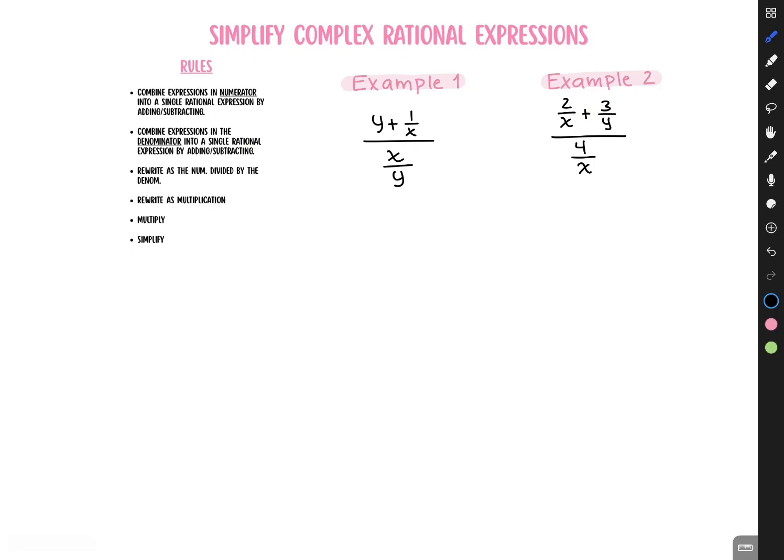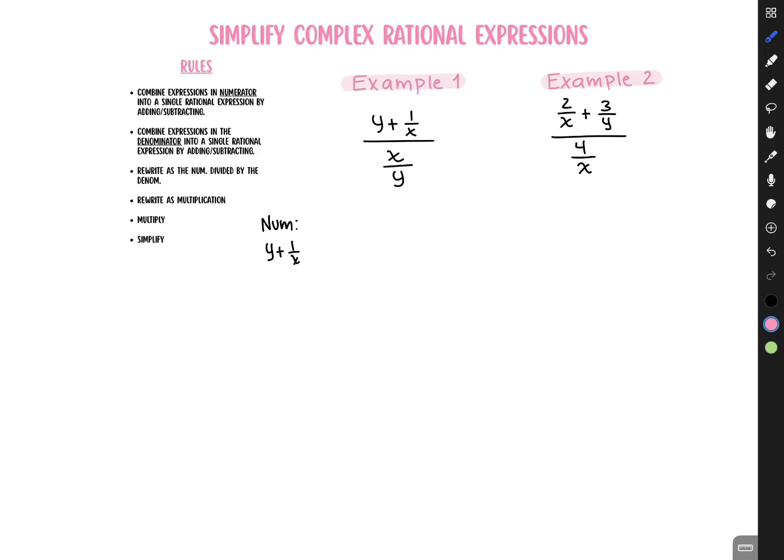So first, we need to combine the expressions in the numerator. The way I like to do it is I like to break my fraction apart and take my numerator and my denominator separately. So I'm going to take my numerator here and work with it. So my numerator is y plus 1 over x. The first rule states that we need to combine this expression, this numerator, by adding or subtracting.